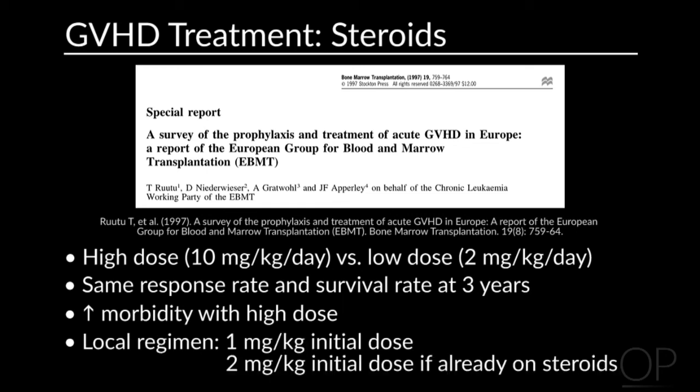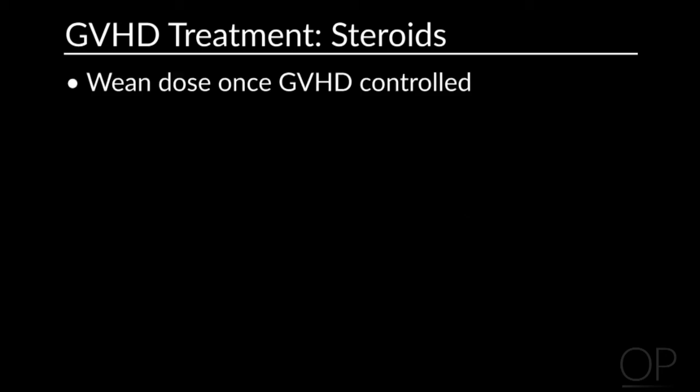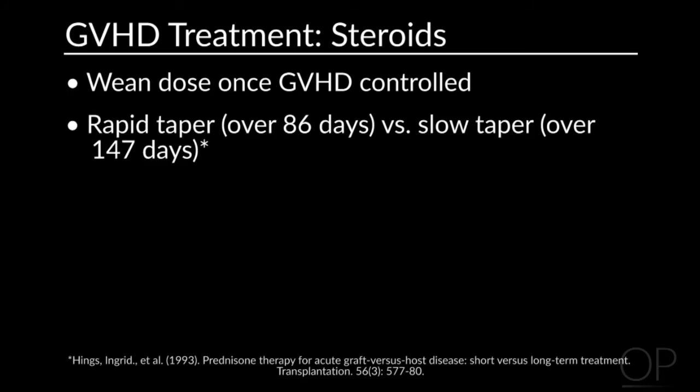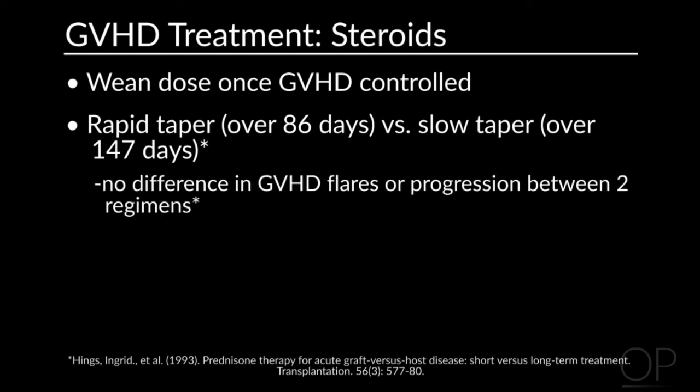We typically, depending on the severity, will start at 1 milligram per kilogram of steroids at our center. If the child is already on steroids, that will frequently be increased to 2 milligrams per kilogram of steroids. We try to wean quickly once the GVHD is under control. There have been different studies of different tapering rates, and the tapering rate considered fast from a peak of steroids to off is 86 days, which showed no difference from a 147-day taper in regards to the flare or progression of acute GVHD to chronic graft-versus-host disease.